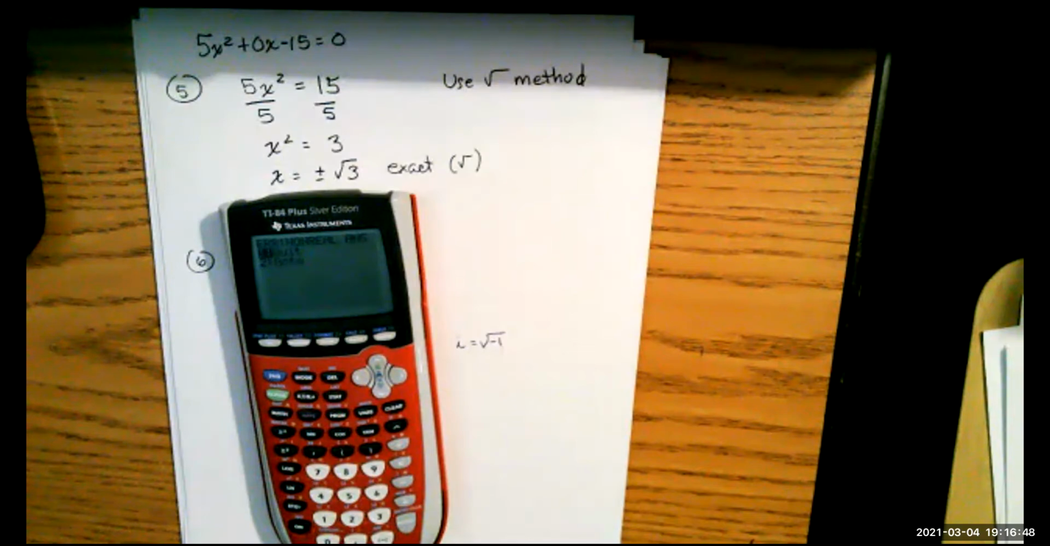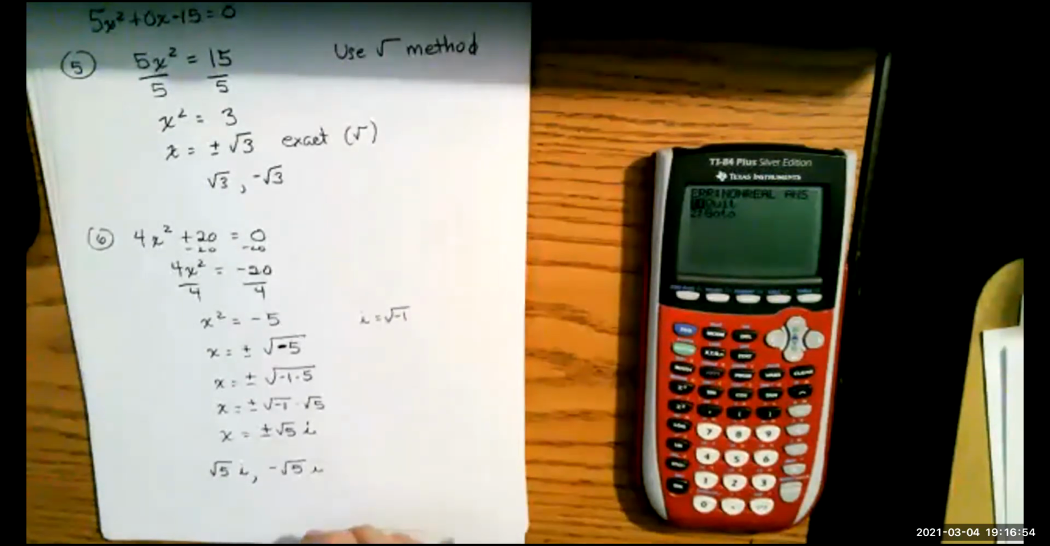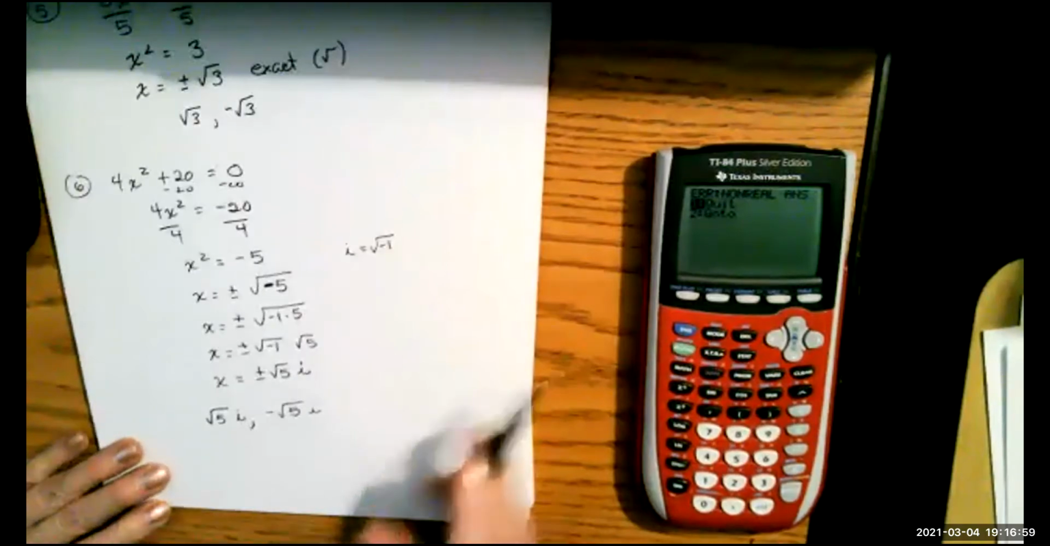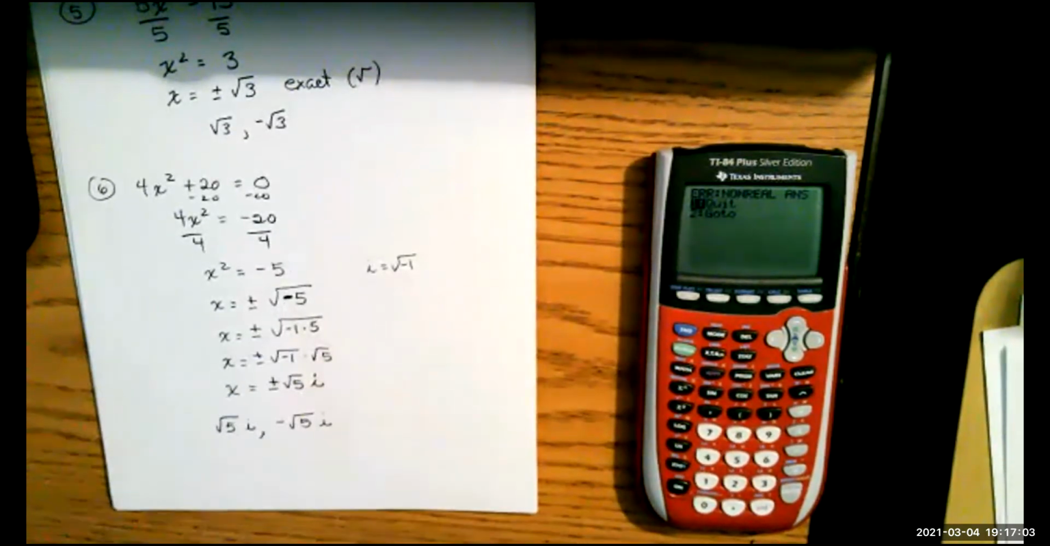Okay, thanks. Now you can set your mode so that you do get i's in here, but if we leave it like that, then you'll know if it gives me an error, then I've got to check an i out. So you can't have a negative underneath the square root.